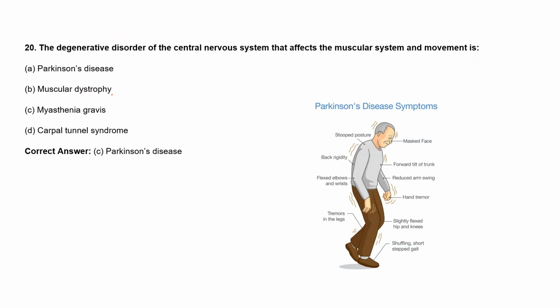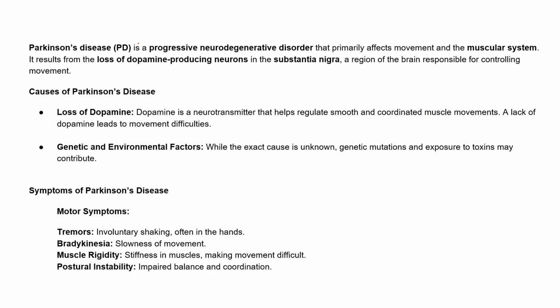So the right answer is Parkinson disease. Here we can see the stooped posture, rigidity, and it affects the muscular system. Hand tremor is there, reduced arm swinging, shuffling short-step gait, slightly flexed hips and knees, and tremor in the legs also. So it is controlled by the central nervous system.